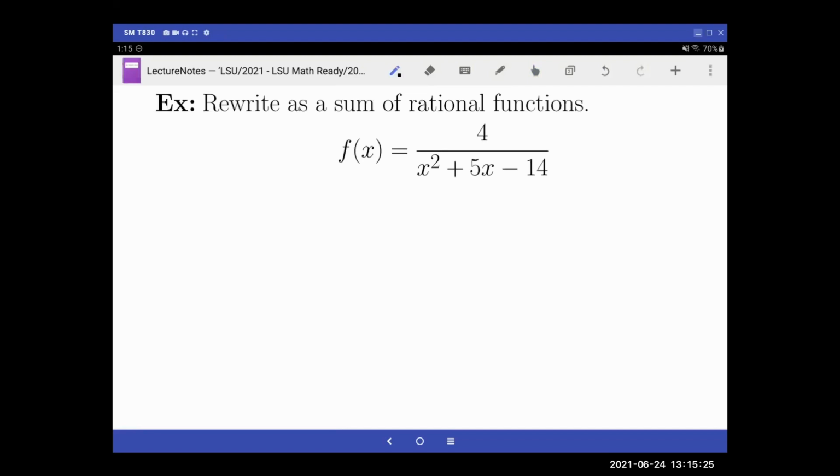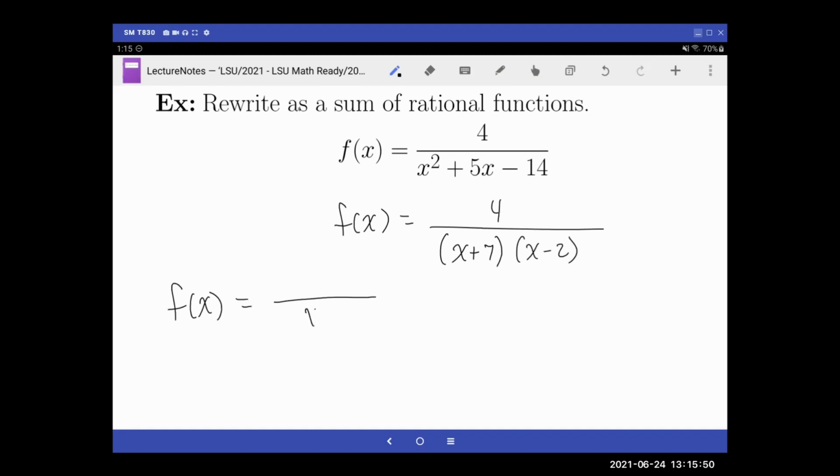Okay, so the last type of problem that I want to go over deals with writing a rational function as a sum. What I mean by that is that if I were to factor the denominator here, and this one factors to be x plus 7 and x minus 2, I want to rewrite this function in such a way that it's something over x plus 7 plus something over x minus 2. But I don't know what those somethings are, so I'll just call them A and B. So the goal is to find A and B.